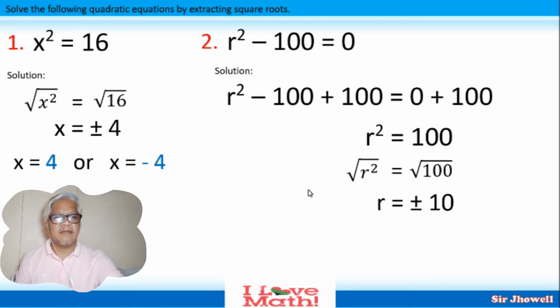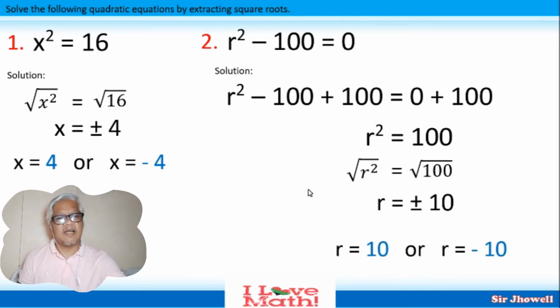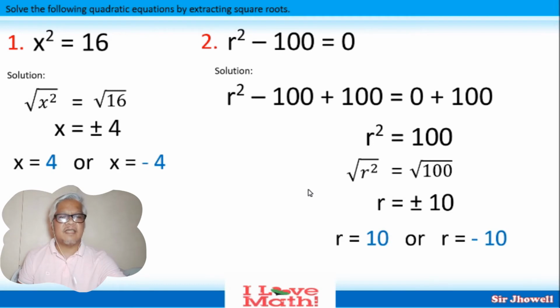Dahil sabi nga natin, pag sinabing square root, you are going to think of a number na once multiplied by itself, yun ang lalabas. So, in this case, yung 10. Bakit 10? Kasi 10 times 10, 100. 100 is equivalent to 10 squared. That's why square root of 100 is 10. And according to our property, sabi natin, if k is greater than 0, ang sagot palagi ay plus minus the square root of k. Eh di sabi natin, in this case, ang r ay 10 or r equals negative 10. Okay?